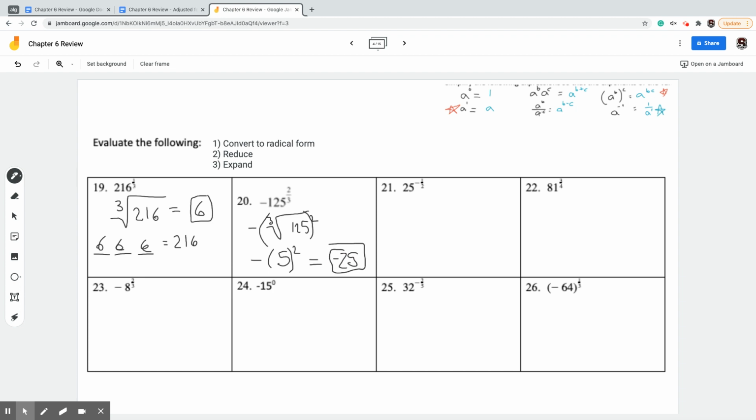The next one is slightly different because when I convert it to radical form, I need to take care of the negative first. Well, negative means fraction bar. Move it. So it's going to be 1 over 25 to the positive half. And we know that 1/2 is the same thing as square root. Now, again, you could put the invisible 1. You could put the invisible 2. I'm going to choose not to. I'm going to leave it there for a second for you to understand.